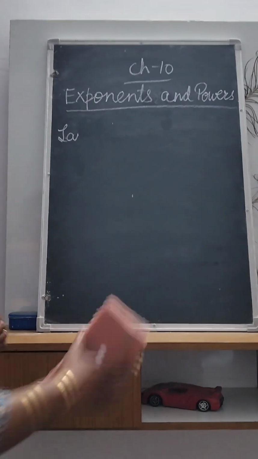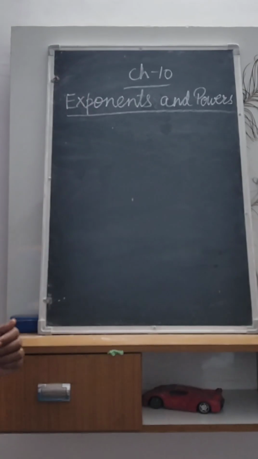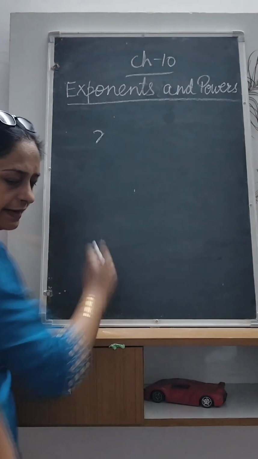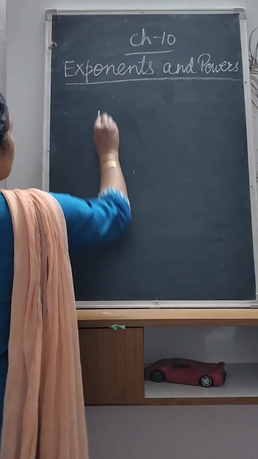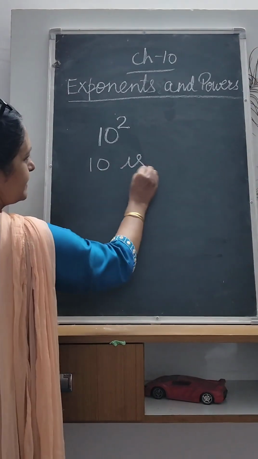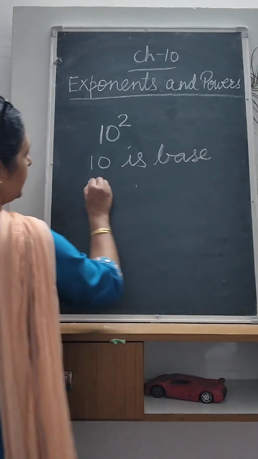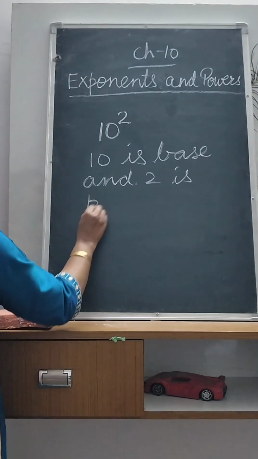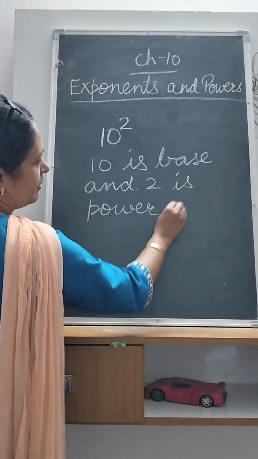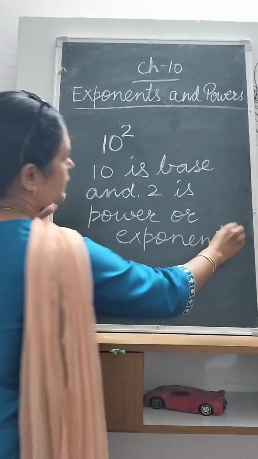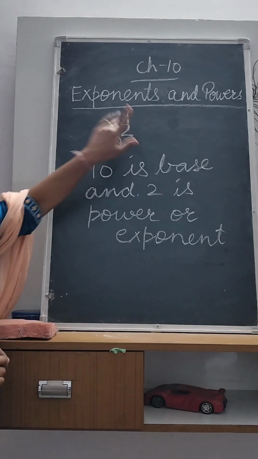So firstly, let you know what are exponents and what are bases. Exponents and powers mean the same thing. Suppose we have the term 10 raised to power 2. Here 10 is called the base, and this 2 is the power or exponent. So you should know that 10 is the base and 2 is your power.